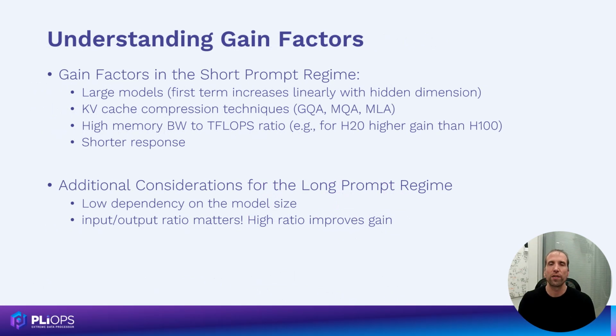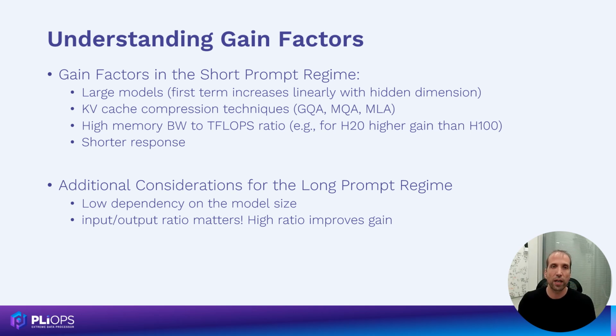Now that we've broken down the two regimes, the short and long prompt, we can analyze what factors influence the end-to-end gain in each case. So let's start with the short prompt regime. According to the expressions that we've seen in the previous slide, here is what we like to see. We like, first, large models, because the first term increases linearly with the hidden dimension. So larger models mean larger gain. Second, we really benefit from any KV cache compression or reduction technique, for example GQA, MQA, and the recently introduced MLA by DeepSeek. All of those, we benefit from them.